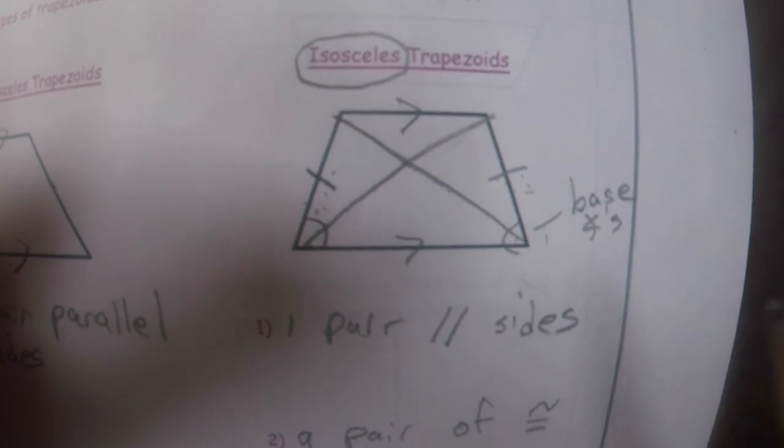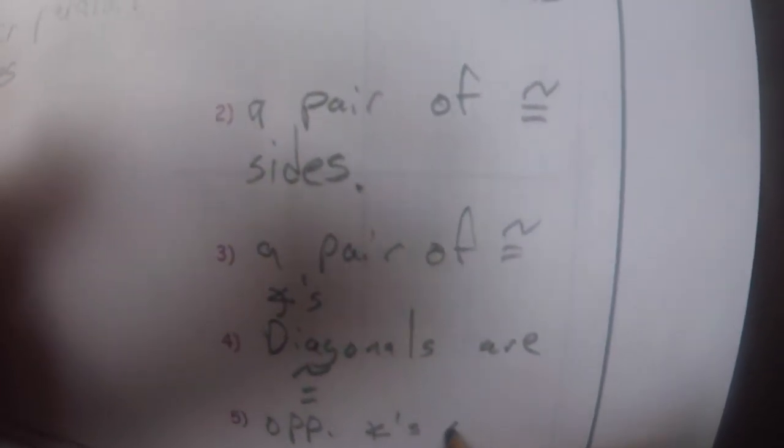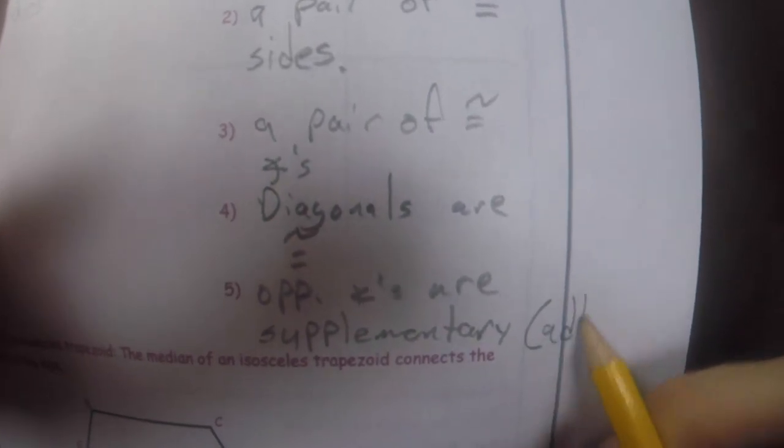And the last thing that you need to know about isosceles trapezoids is that the opposite angles are, who remembers this word? Supplementary. Take a second to remember what supplementary means. That's right, they add up to 180.